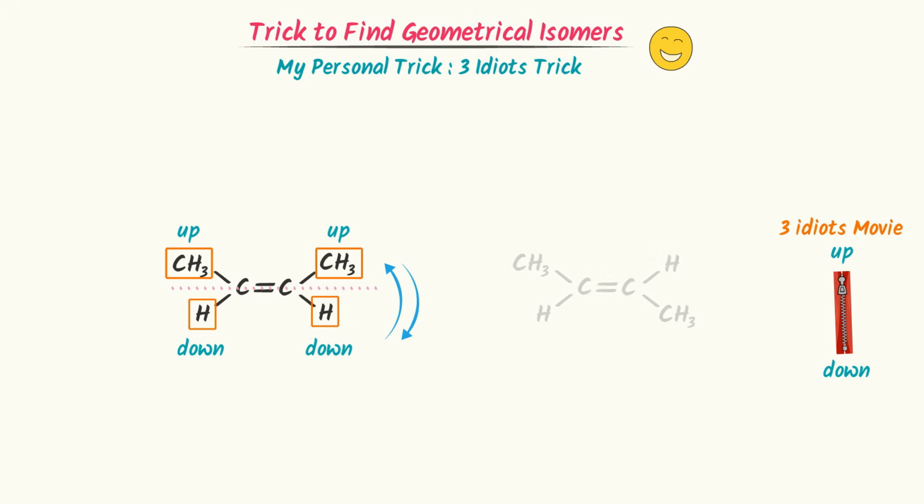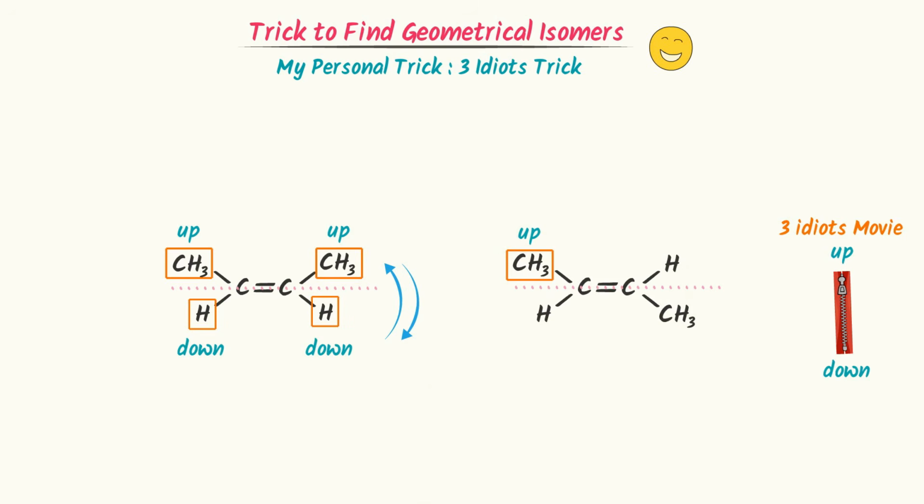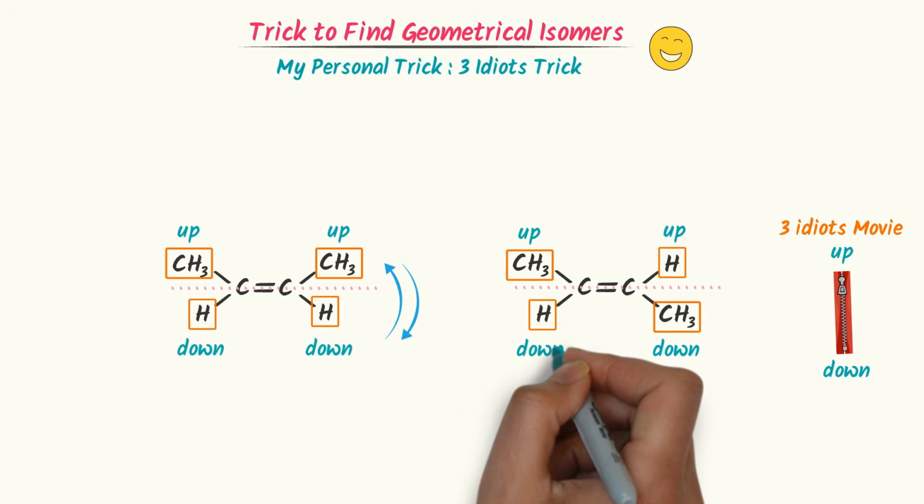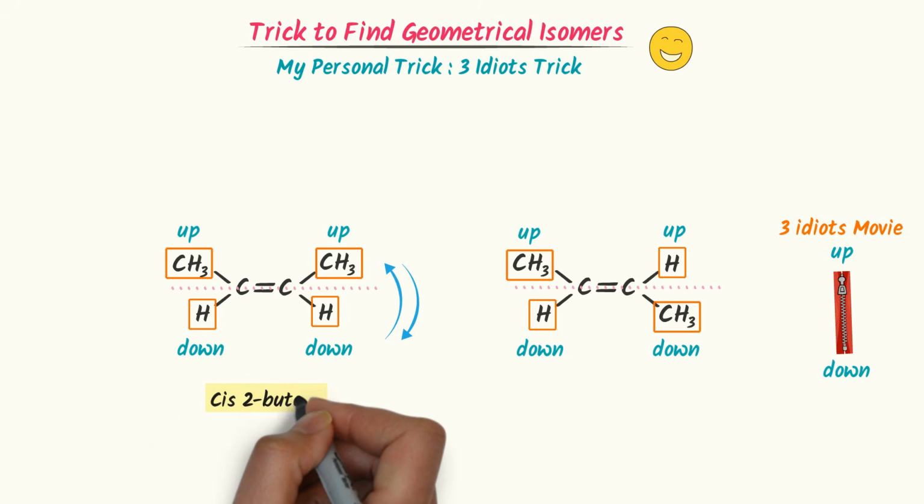As a result, I get this compound. Here, this methyl is up, but this methyl is down. Similarly, this hydrogen is up and this hydrogen is down. This is the geometrical isomer of this compound. Remember that the first compound is called cis-2-butene.